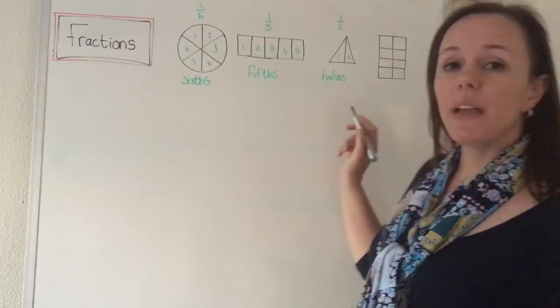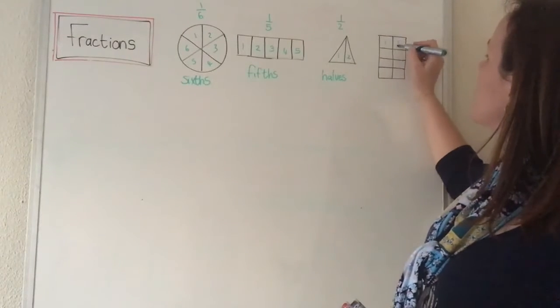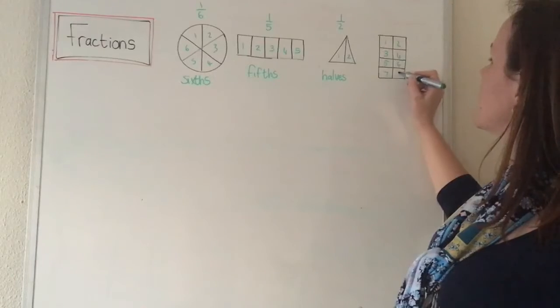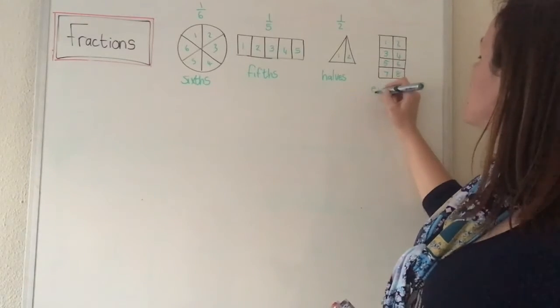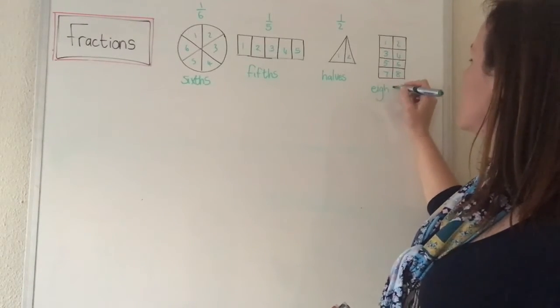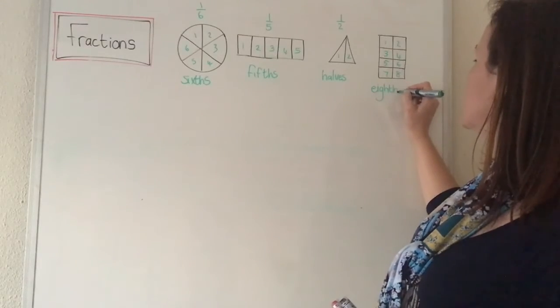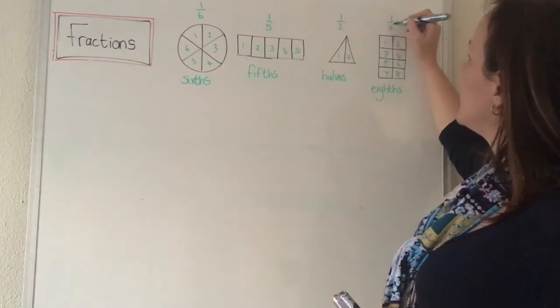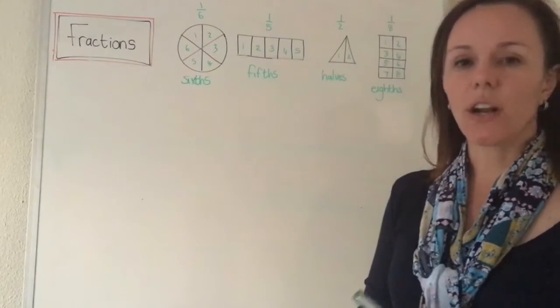And then over here we have a chocolate bar. 1, 2, 3, 4, 5, 6, 7, 8 parts. So these fractions are known as eighths. Okay? 1/8 is one block of that chocolate.